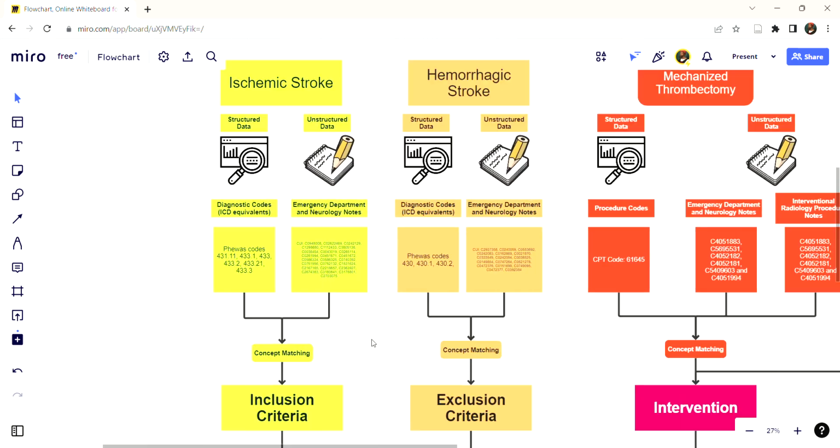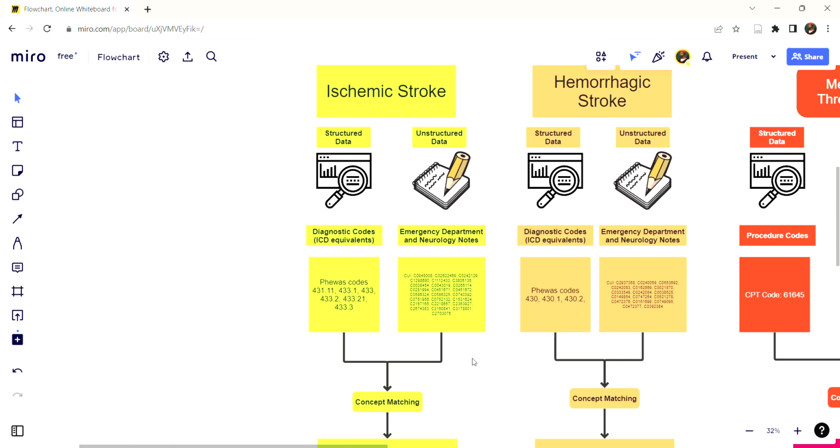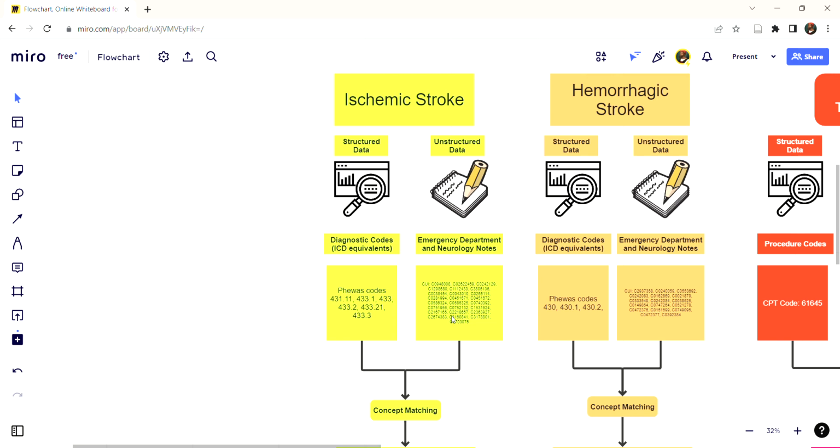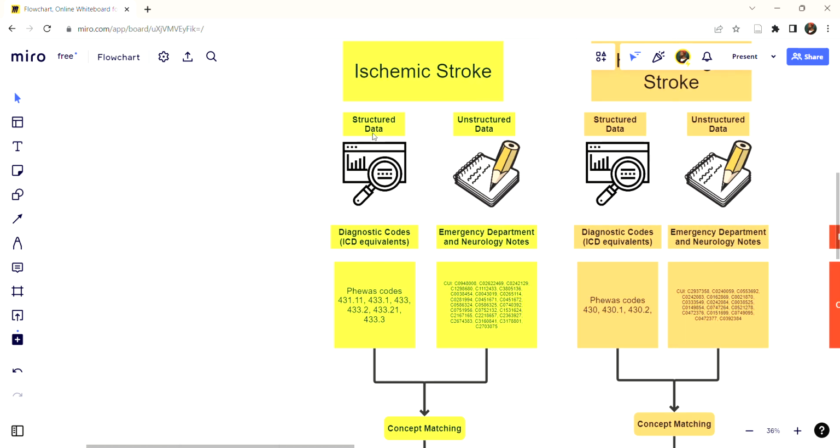So how we do that is, I'm going to use ischemic stroke as an example, in this case our inclusion criteria. So what we do is we use both structured and unstructured data to find these patients. So we look for diagnostic codes. In this case, these are ICD equivalents for ischemic stroke.